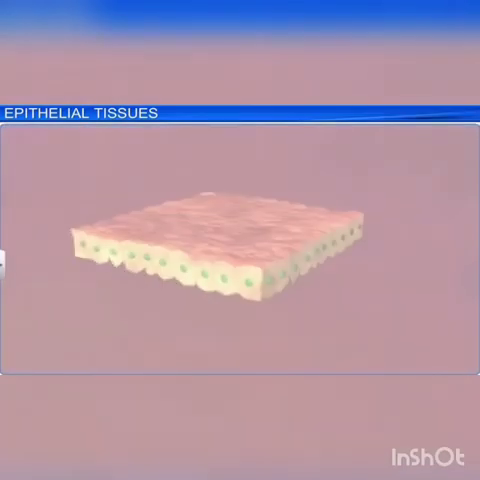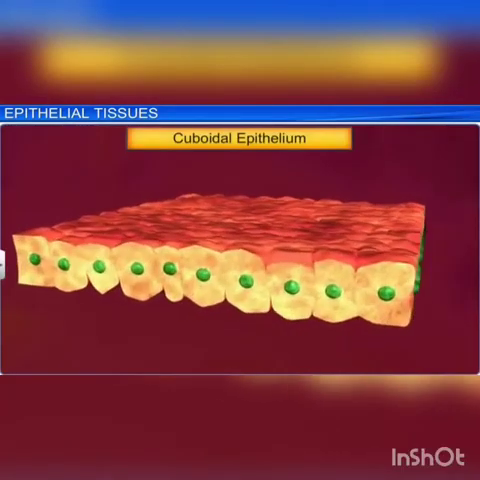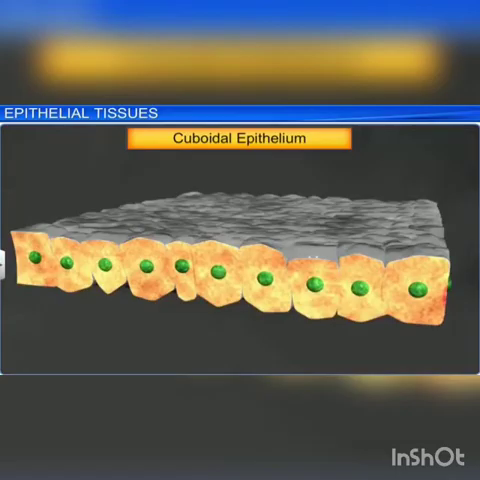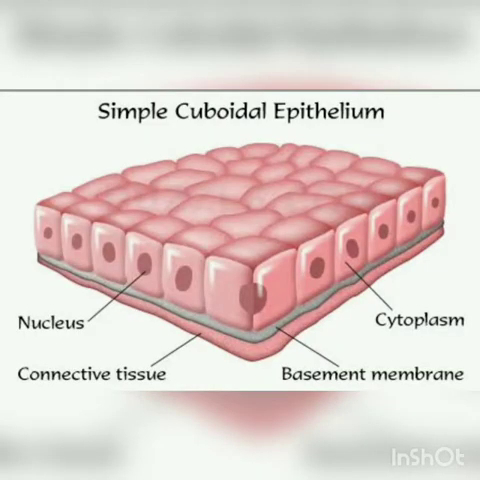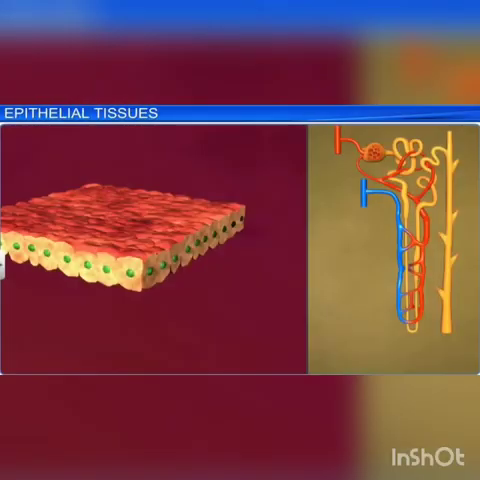Second is the cuboidal epithelium. Cuboidal epithelium is made up of a single layer of cube-like cells. Cube-like, like an ice cube. So this tissue is commonly found in kidney tubules, ducts and secretory portion of small glands on the surface of the ovary.